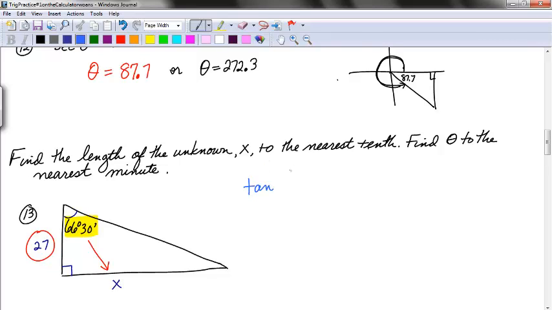It's not a bad idea to go ahead and just say tangent of theta equals opposite over adjacent, and then sub in. If you're at that stage where you know those definitions well enough, then you can go to the second line. Tangent of 66 degrees, 30 minutes equals the opposite over the adjacent. So on your calculator, figure the tangent of 66 degrees 30 minutes, or 66.5.